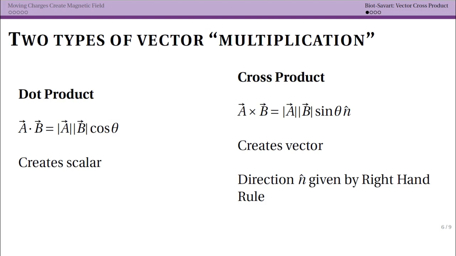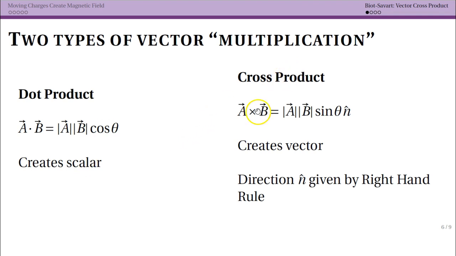To briefly review the idea of cross products, remember that there's two types of operations you can do on vectors that are similar to multiplication but very different. The dot product, which is also called the scalar product, takes two vectors, multiplies together their magnitude, and then cosine of the angle between them. So theta is just the angle between these two vectors. This fundamentally creates a scalar. It does not create a vector.